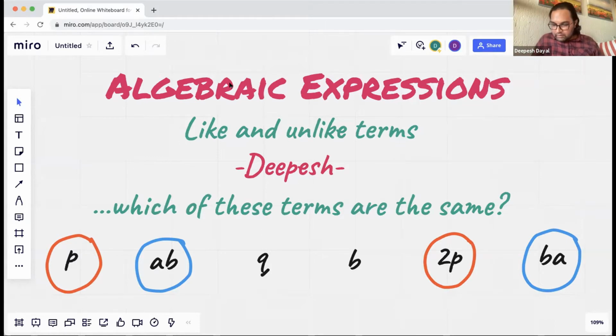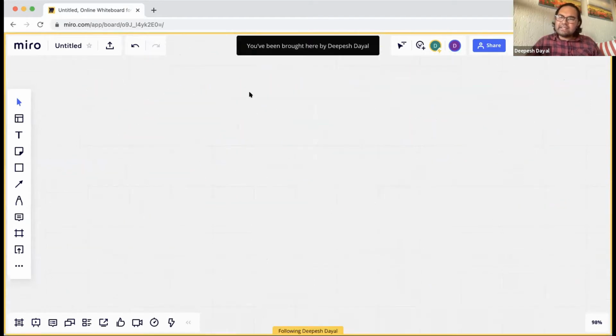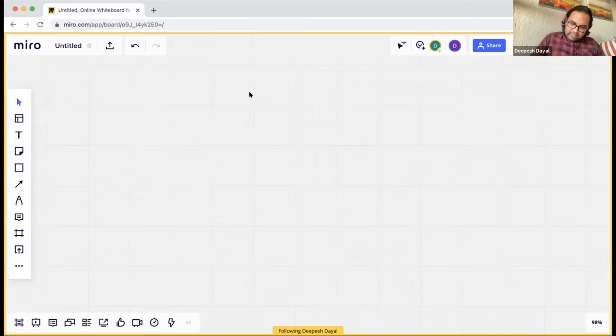I'm going to head straight into the lesson. What does it mean for terms to be like and unlike? What does it mean for terms to be like or unlike? So let's write that down. Like or unlike.